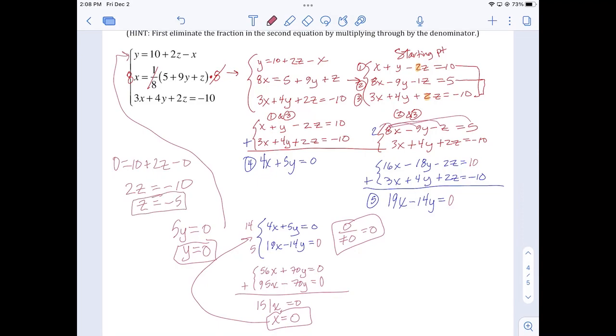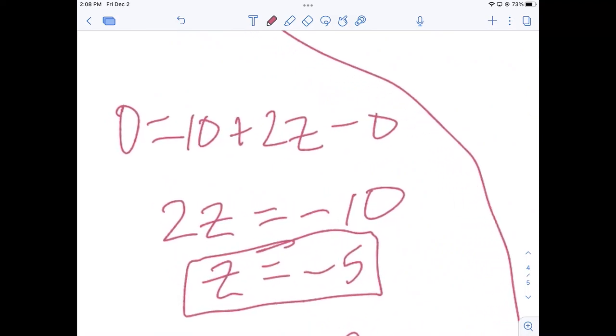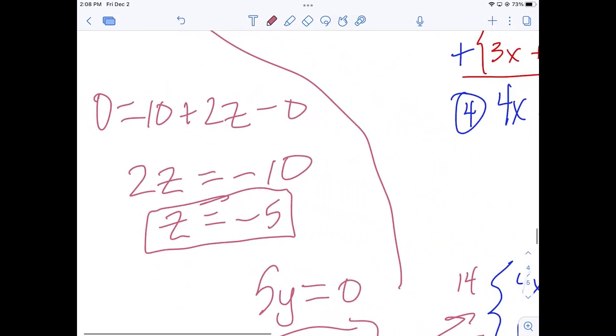Yeah. So it wasn't at 0, 0, 0. It's at 0, 0, negative 5. Oh, up here? Oh, yeah. I didn't have to plug it in, but I wanted to show what I was doing.